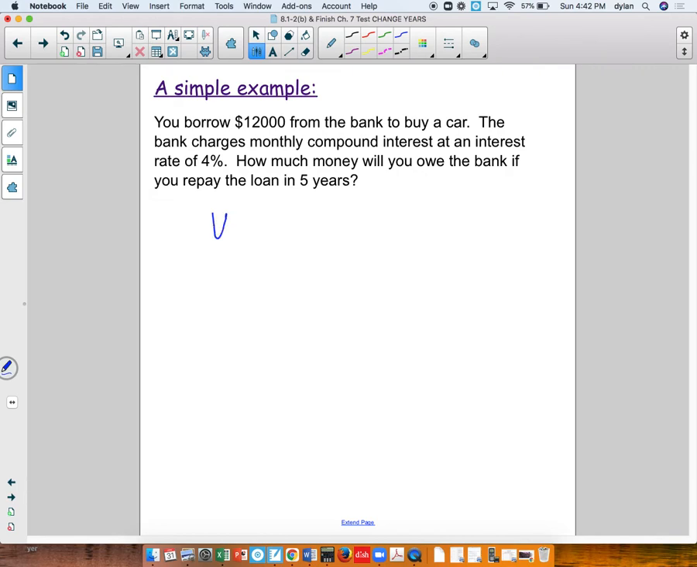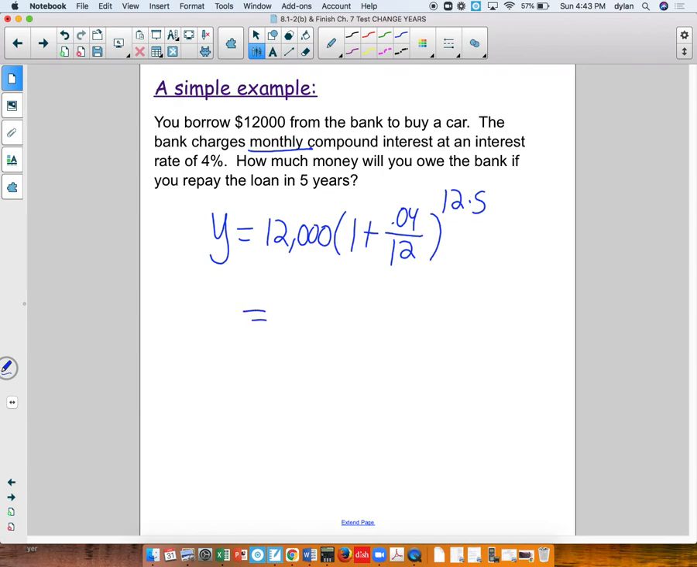To do that, we plug our information into our formula. Our principal is $12,000. We multiply that by 1 plus the interest rate as a decimal. We're compounding monthly, so we divide it by 12, because that gives you your monthly interest rate. If we divide by 12, we need to raise it to 12 times the number of years, 5, to say we're doing this at a monthly interest rate over 60 months.